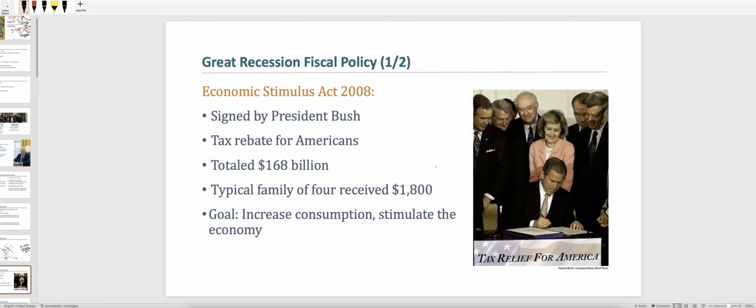Then, oh yeah, I remember this. Oh man, that was so great. Yeah, you got money back in 2008 with the Economic Stimulus Act because of the financial crisis. Everyone got money, and the idea was you were supposed to spend that to help stimulate the economy. Yeah, tax rebates don't generally work out the way you want them to work out. People just end up usually saving the money. They don't usually spend it like we want them to.